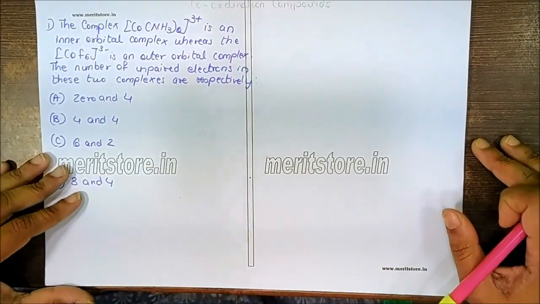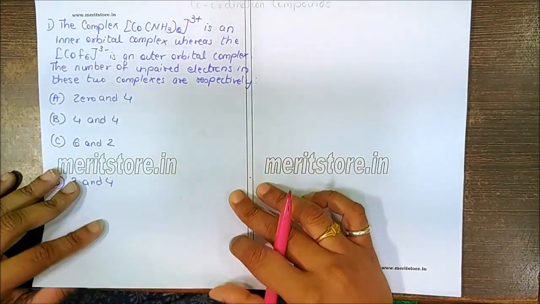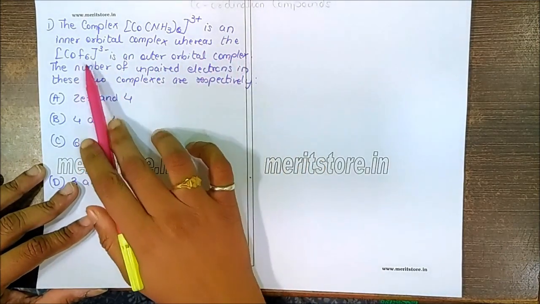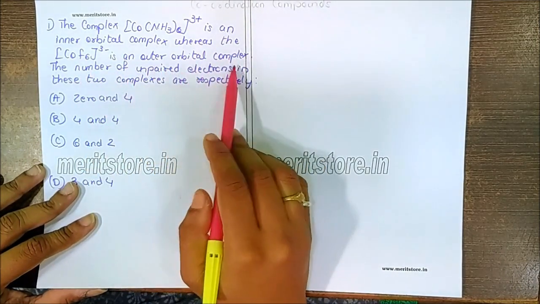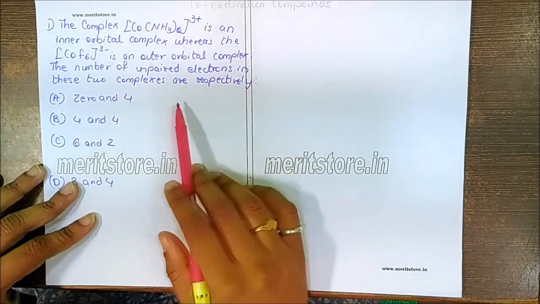Let us discuss some of the MCQs of the coordination compounds. The complex [Co(NH3)6]3+ is the inner orbital complex, whereas [CoF6]3- is the outer orbital complex. We are to find the number of unpaired electrons in the two complexes.